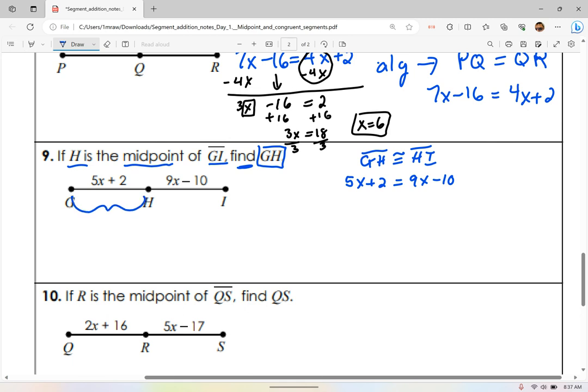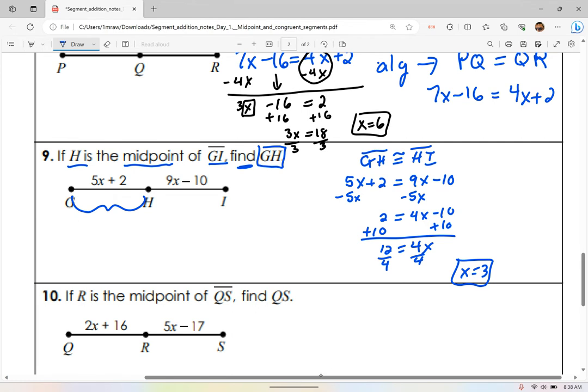So in doing so, we do some algebra. Minus 5x, minus 5x. 2 equals 4x minus 10. Add 10 to both sides. 4x equals 12. Divide both sides by 4. X equals 3. Okay. Now, that's not quite the answer because it's asking for GH.